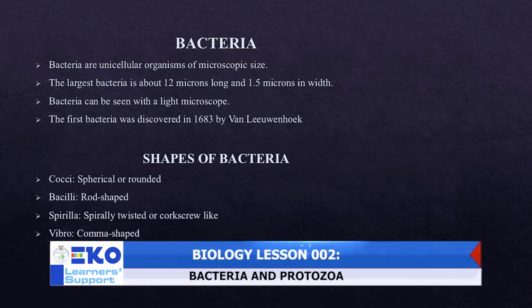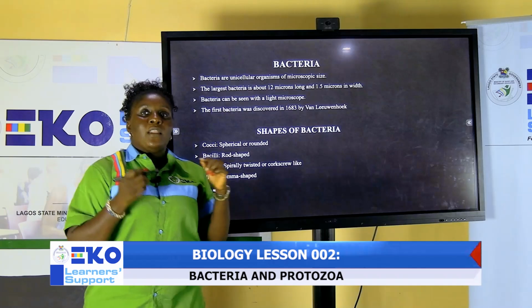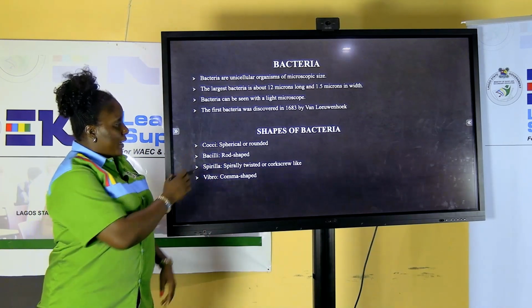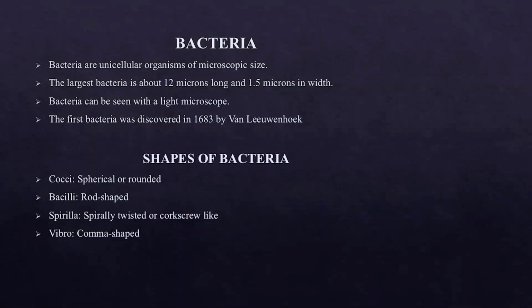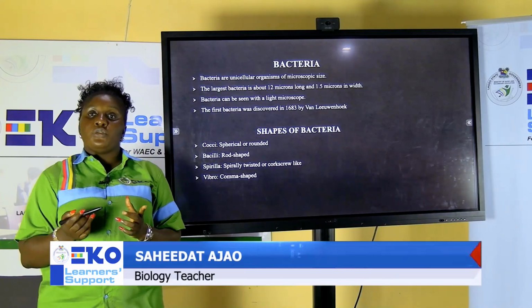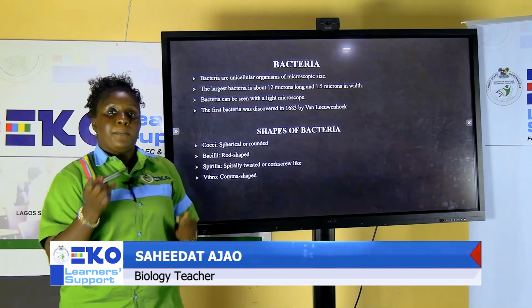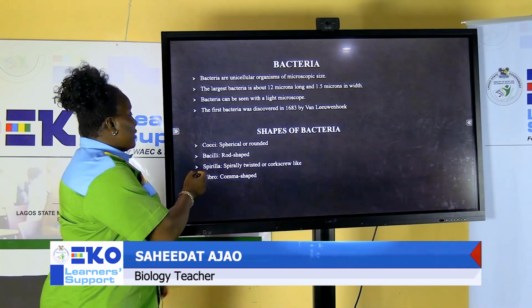We have different shapes of bacteria. The bacteria in the spherical shape is known as cocci, while the bacteria in the rod shape is known as bacillus, while a bacteria in a spiral, twisted, or corkscrew-like shape is known as spirilla, and the comma-shaped bacteria is known as vibrio.